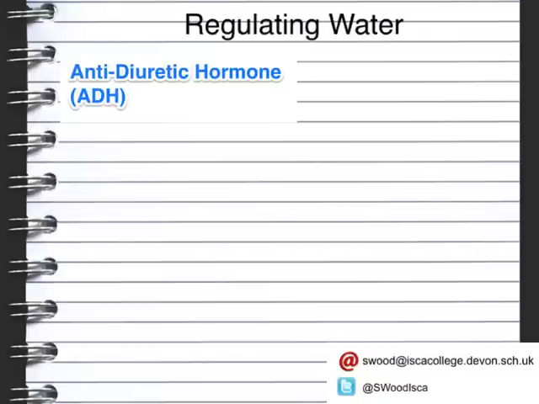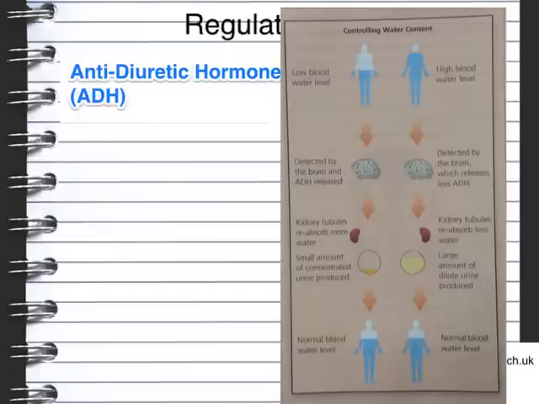Okay, so if we put this diagram here, you can see that the body has got a low water level. Now this is detected by the brain, and the ADH is then released. The kidney tubules reabsorb more water, so you've got very concentrated urine, and then your water level increases. Now if you've been drinking lots of water, this is detected by the brain, it releases less ADH, so the kidney tubules reabsorb less water, and you've got large amounts of water in the urine, and then your water level drops, so you become normal again.